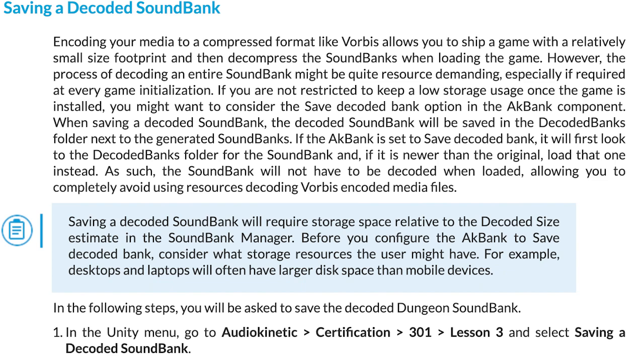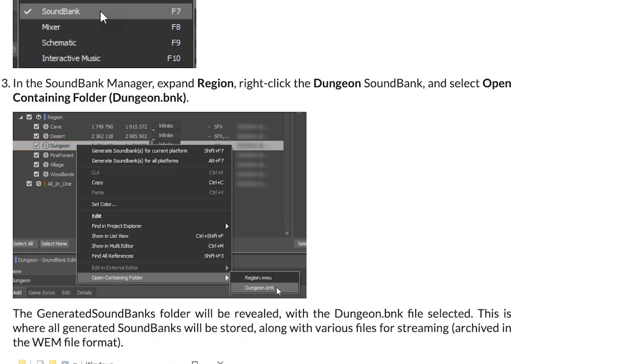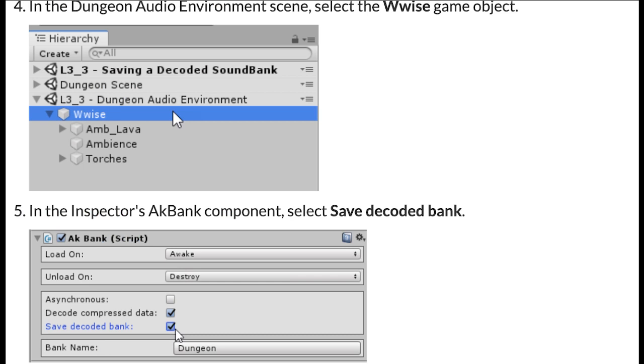The lesson has us load another scene for saving a decoded soundbank. Before getting into Unity, the lesson has us pull up the directory for a soundbank in WWise that we are wanting to save. This will let us visually see what happens when we save a decoded soundbank and where it is stored. It has me navigate to the soundbank layout in WWise, and when right-clicking on a soundbank, I can click Open Containing Folder. I'll do as the lesson did and click the Dungeon.bank option, which opens up the File Explorer and shows exactly where that soundbank is in your WWise project folder. We're fully set up to see the change, so we can now move to Unity.